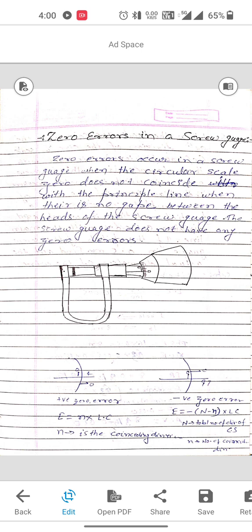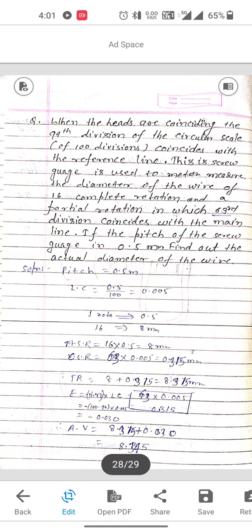Zero error in a screw gauge. Zero error occurs in a screw gauge when the circular scale zero does not coincide with the principal line when there is no gap between the heads of the screw gauge. The screw gauge does not have any zero error, as shown here. Positive zero error: zero is below the indicator, and that is n divisions on one side. Here zero is above, that is 97, that is negative zero error. Here error equals n into least count, and here error equals minus of (100 minus n) into least count, that is the answer.